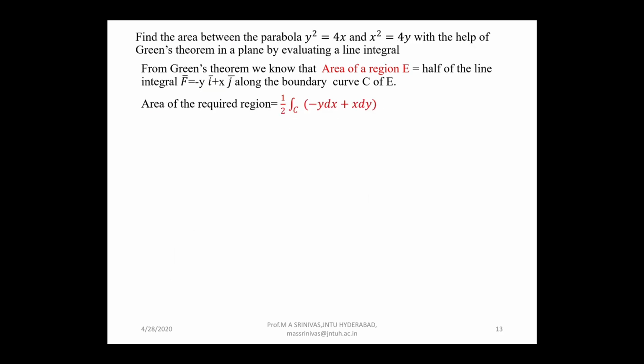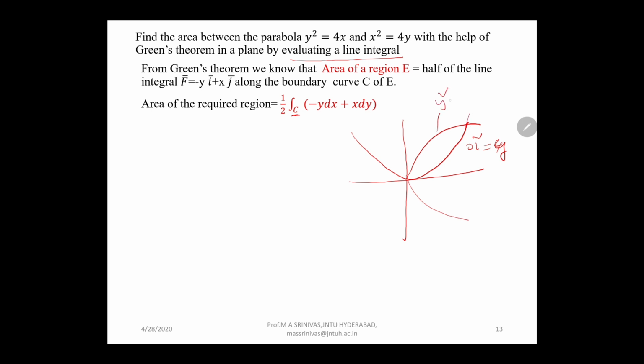Coming to the next one: find the area between the parabola y square is equal to 4x and x square is equal to 4y with the help of Green's theorem in a plane by evaluating a line integral. Here also we need to find the line integral. So what is the boundary? What is the C here? We need to find out. This is one parabola, x square is equal to 4y, and this is another parabola, y square is equal to 4x.